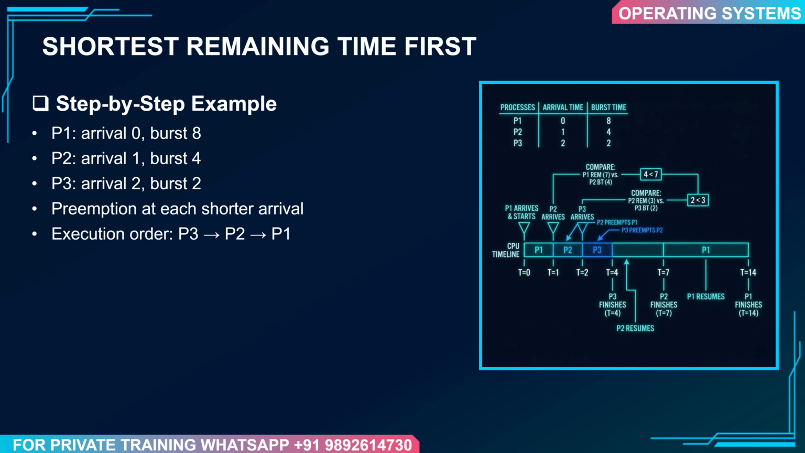But at time 1, P2 arrives and its burst time of 4 is less than the remaining time of P1, which is now 7. So the system pauses P1 and starts P2. Then at time 2, P3 arrives with a burst time of 2, which is smaller than the remaining time of P2. So again, the system preempts P2 and runs P3. Once P3 finishes, the system chooses the next shortest remaining job, which would be P2, and finally P1.